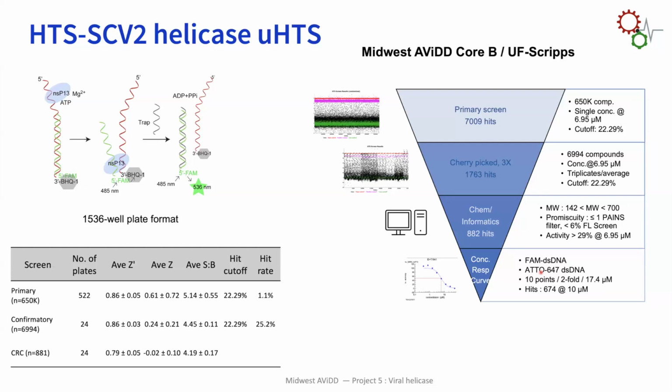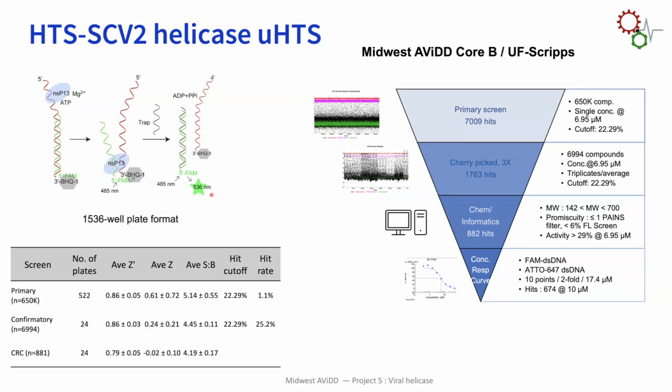So, as Chaim already mentioned, we also started the ultra high-throughput screening. The idea is very much the same. We have one end of the DNA with a quencher and the other end with a FAM. Once the RNA helicase, in this case NSP13 of the SARS coronavirus, unwinds it, we gain a fluorescence signal. This is a very simple format of the assay.